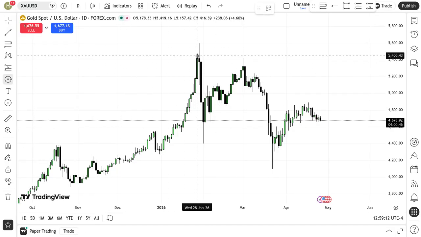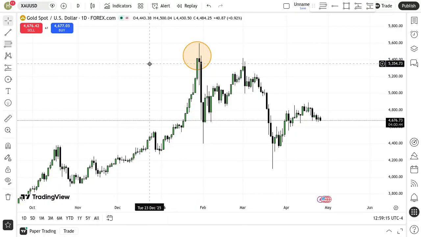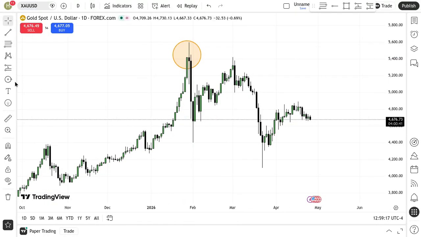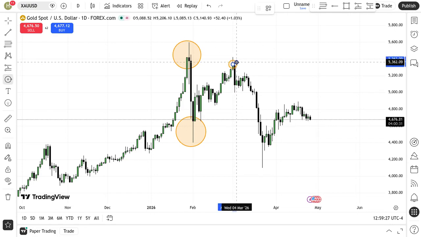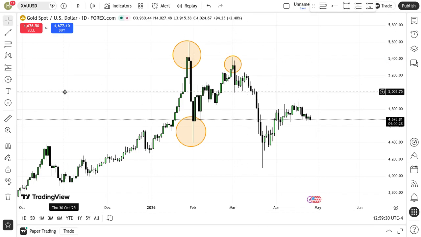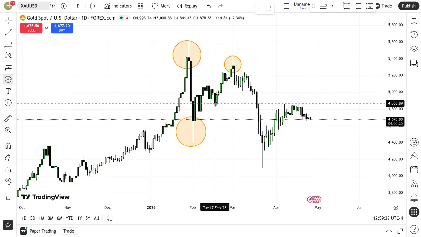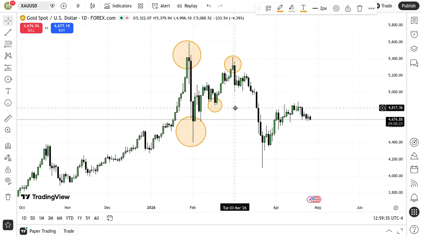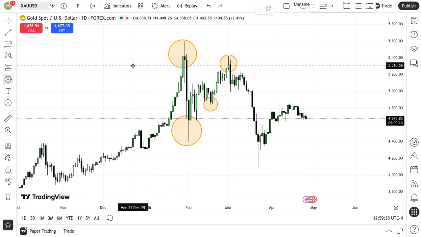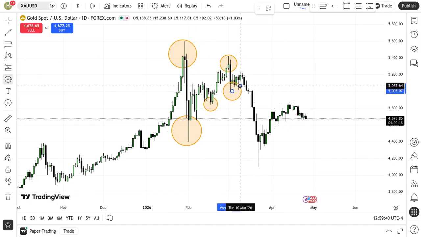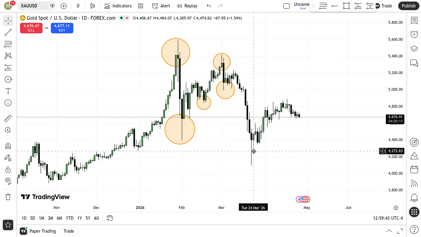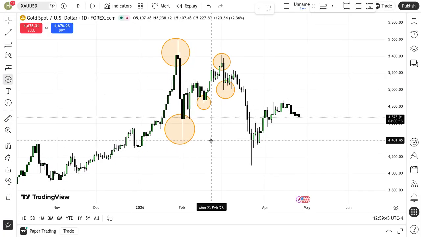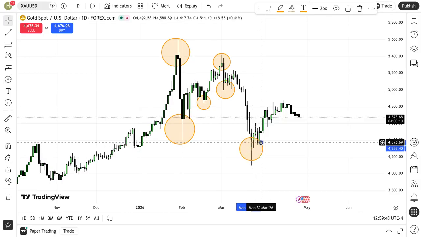If we look here at this high, this would be buy side liquidity. If we look here at this low, this would be sell side liquidity. And I'll do a few more examples for you. This high, buy side liquidity. This low, sell side liquidity. And this low, also sell side liquidity. And I'll do this low as well. This is also sell side liquidity.